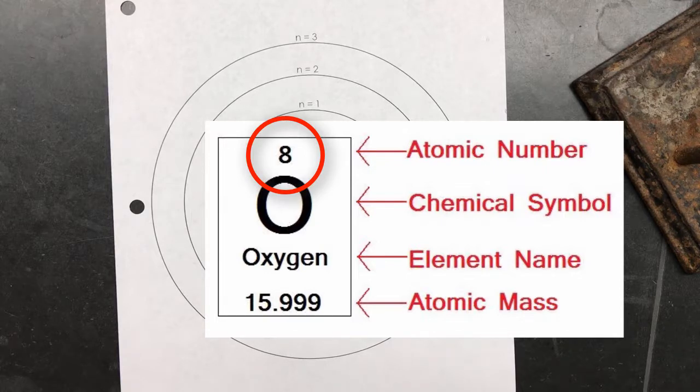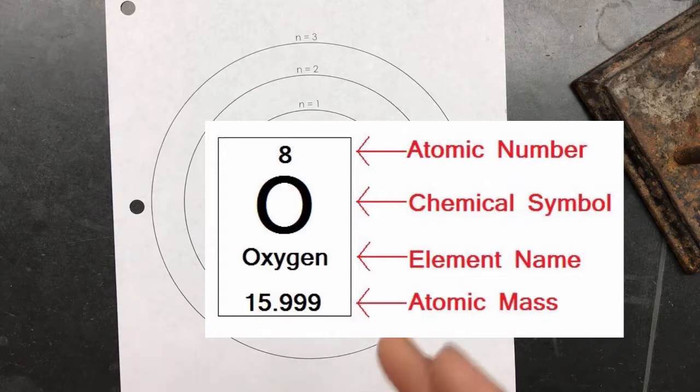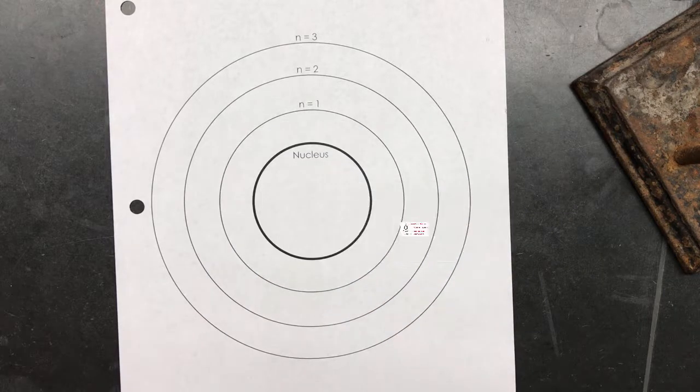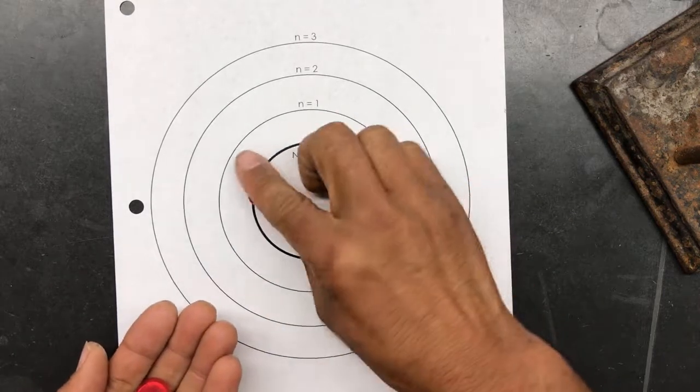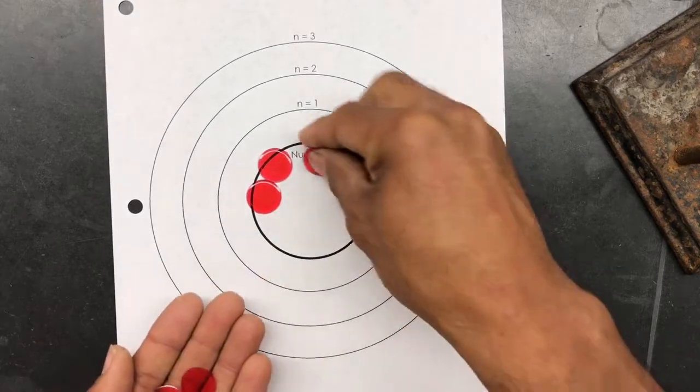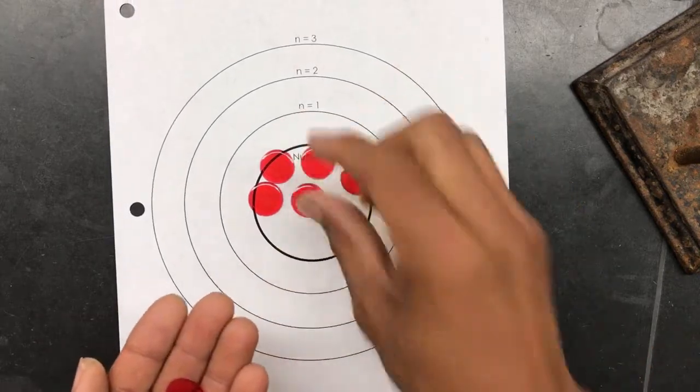And the atomic number is the same as the number of protons. So there should be 8 protons in the nucleus of oxygen. So I'm going to put 8 protons.